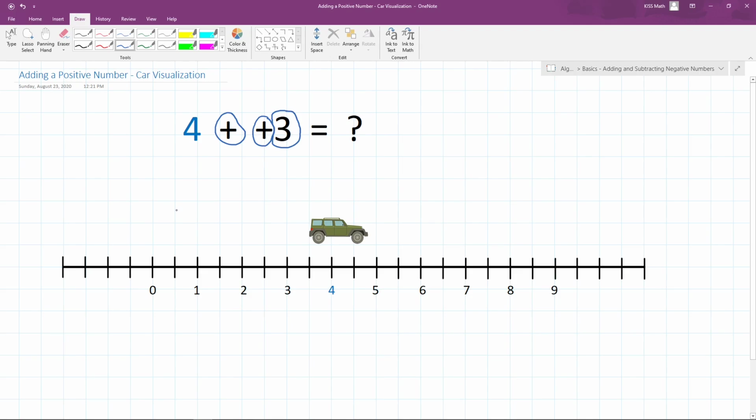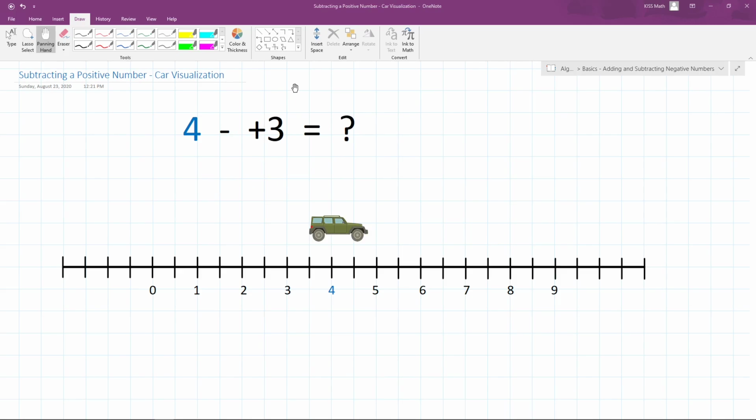So this car will be starting at positive 4, the car is in forward mode, the car is facing right, and will move 3 units. The result of this operation moves the car from 4 all the way to 7. So 4 plus a positive 3 equals a positive 7. And we don't need to write the positive sign of a positive number. We can just write this as 4 plus 3 equals 7.